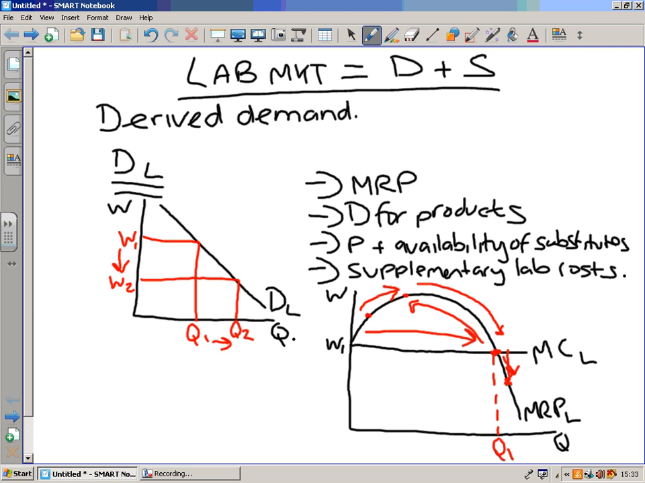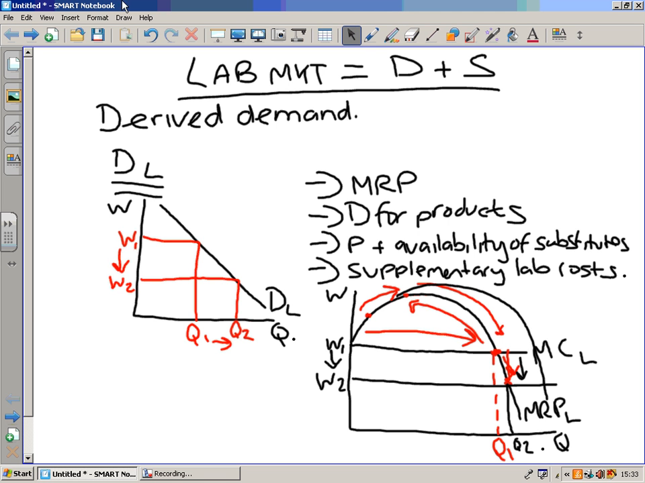Obviously, if the wage rate was to fall, let's say to W2, more people will be employed at Q2. If the MRP increases, it gets a bit messy now, but it still shows the point, again, more people will be employed.